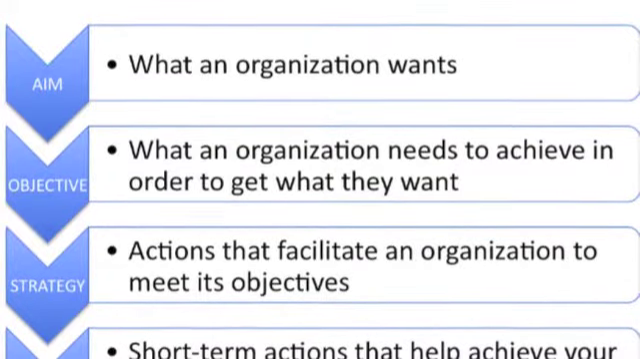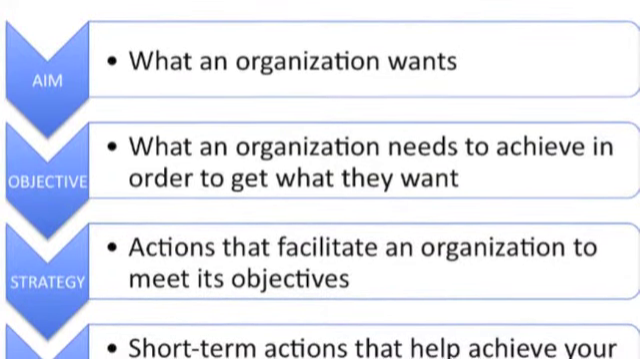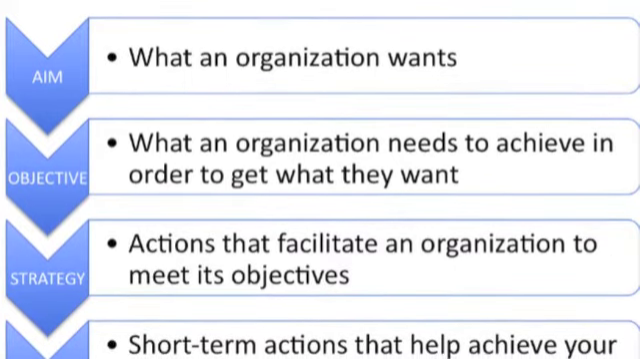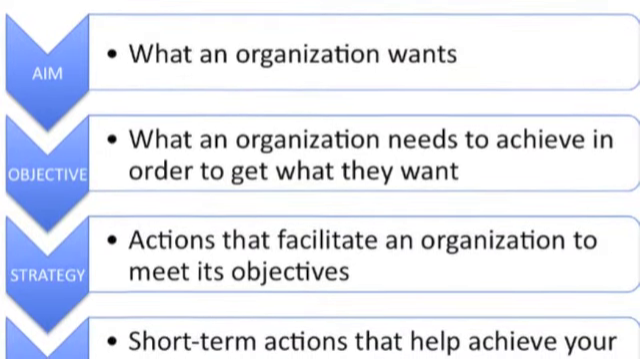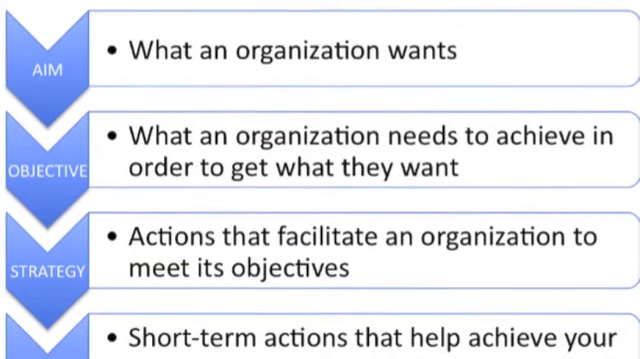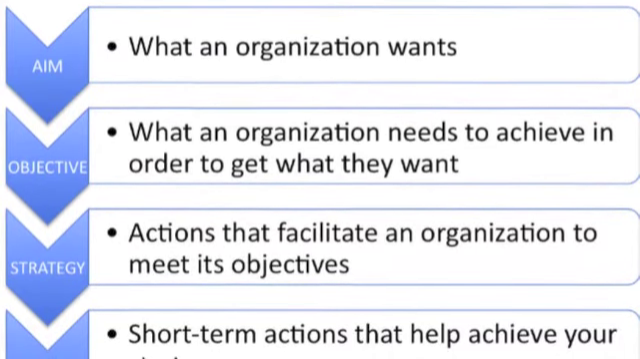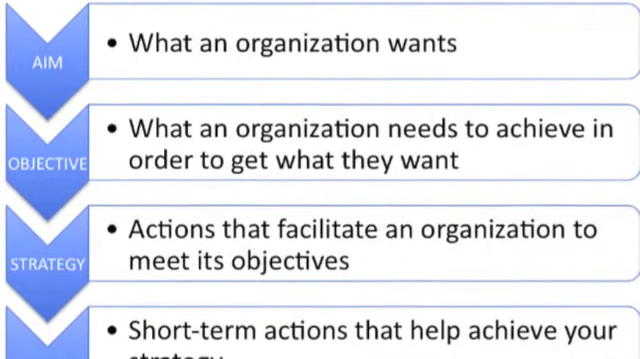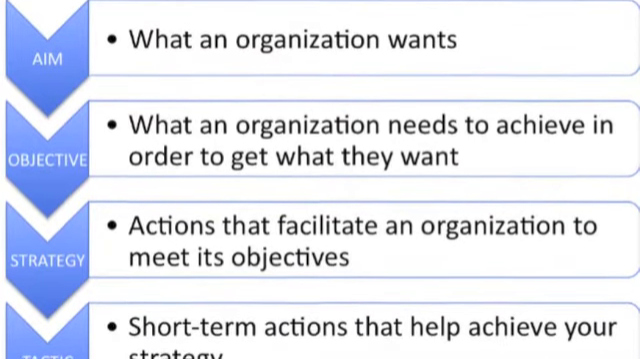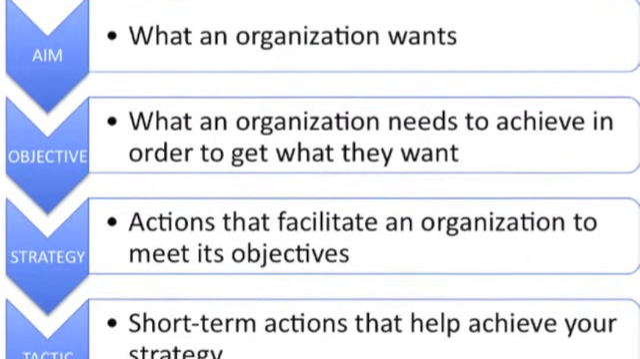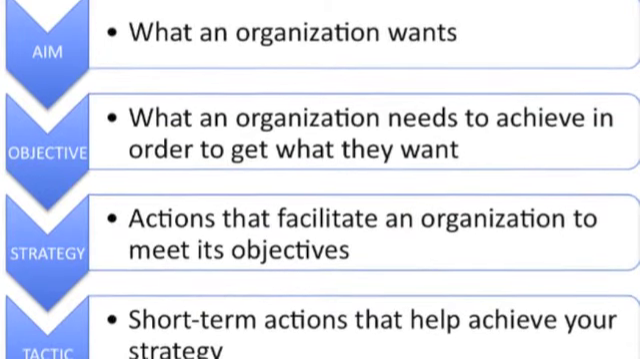Now we will distinguish between objectives, strategies, and tactics, and discuss how these interrelate. The aim is what the organization wants. The objective is what it needs to achieve in order to get what it wants. The strategy represents the actions that facilitate an organization to meet its objectives. Finally, tactic refers to the short-term actions that help achieve the strategy.